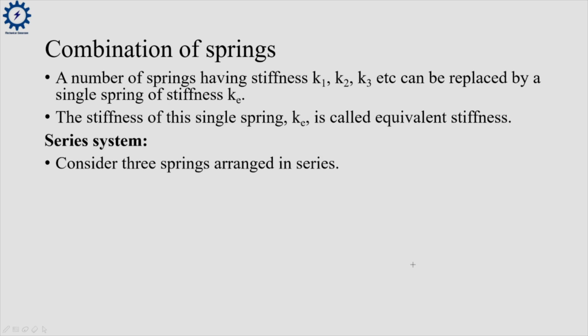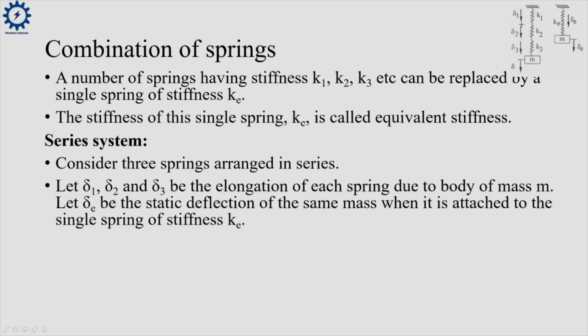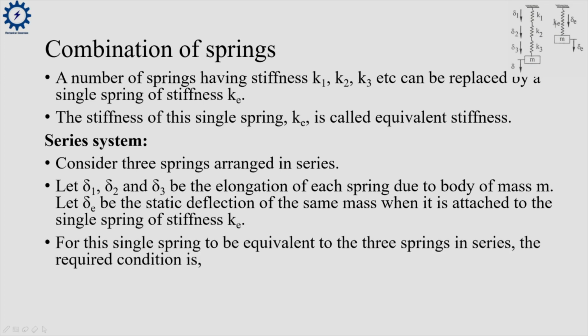Consider 3 springs arranged in series as you can see in this diagram, 3 springs are connected in series and each spring has stiffness K1, K2, K3. Let delta 1, delta 2, delta 3 be the corresponding elongation, and here Ke is the equivalent spring stiffness. For the single spring to be equivalent to the 3 springs in series, the required condition is this: the equivalent elongation will be equal to sum of the elongation of individual springs, that is delta 1 plus delta 2 plus delta 3.